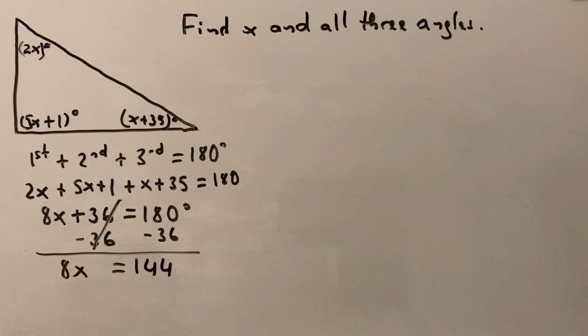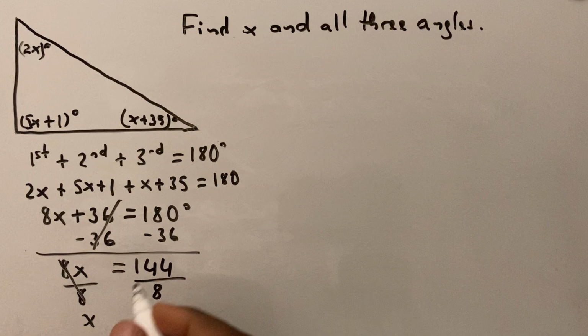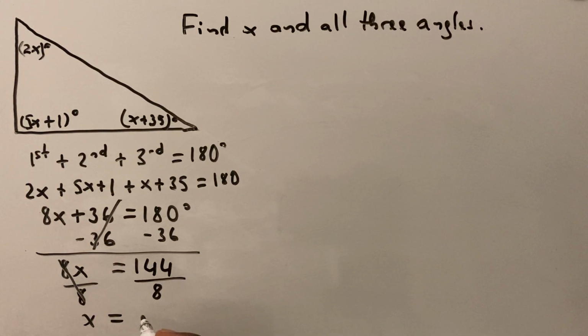Then you divide both sides by 8 to get x by itself. Dividing both sides by 8, you get x equals, let's see, 18, right? So x is 18. You can always use your calculator to get the value of x in this case. So x is 18.